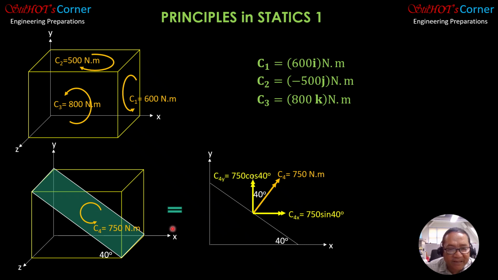So expressing couple 4 in vector form using the components, C sub 4 is equal to, you just evaluate 750 sine of 40 degrees and 750 cosine of 40 degrees. So C sub 4 is 482.1i plus 574.5j Newton meter.